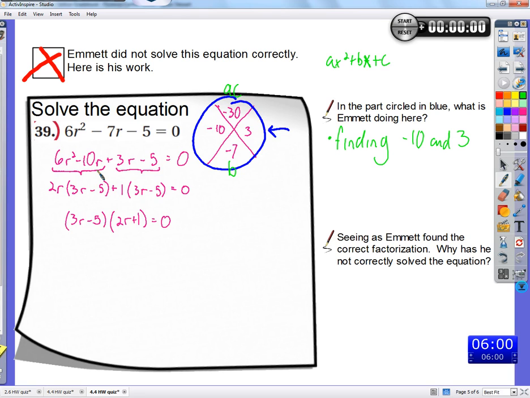Like 2r times 3r equals 6r squared. Yeah. And then the same thing for 2r minus 5 is negative 10r. So 2r times negative 5 is negative 10r. So we see why they're the same, right? And we can see how to get from here to there.